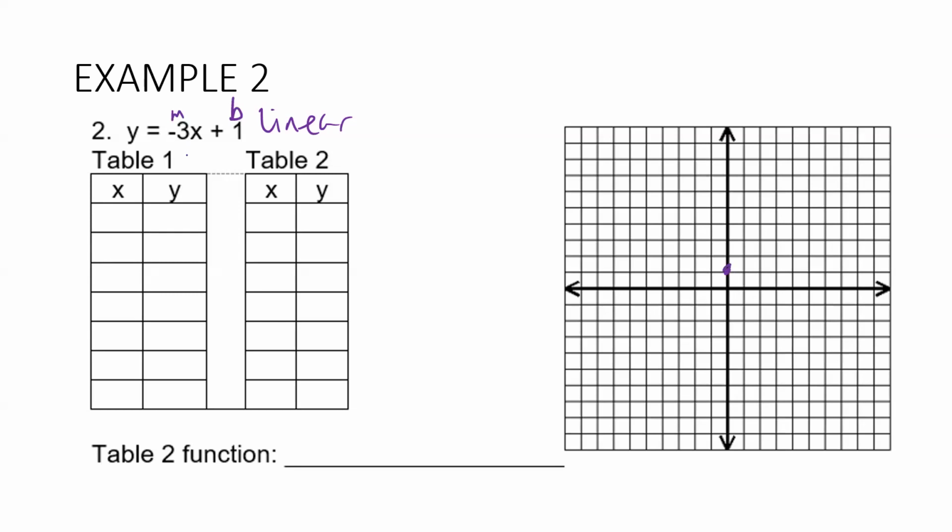Your slope tells you where you're going to go. We have a -3. So we're going to rise 3, 1, 2, 3, and go to the left 1. Rise 3 and go to the left, again. So your slope is your rise over your run, you're changing y over you're changing x. So we count.